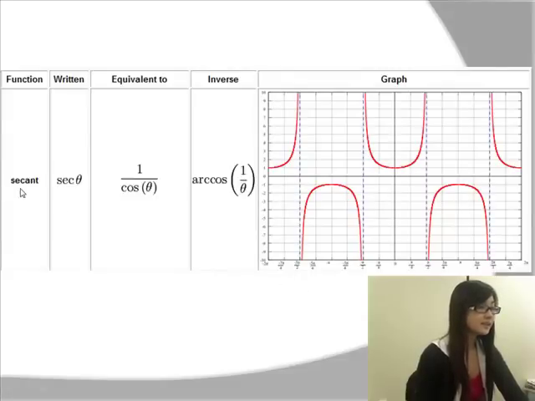The function of secant is shown here. It is written as sec delta. It is equivalent to 1 over cos delta. The inverse you don't have to worry about at this point. We're going to go over this again in calculus.